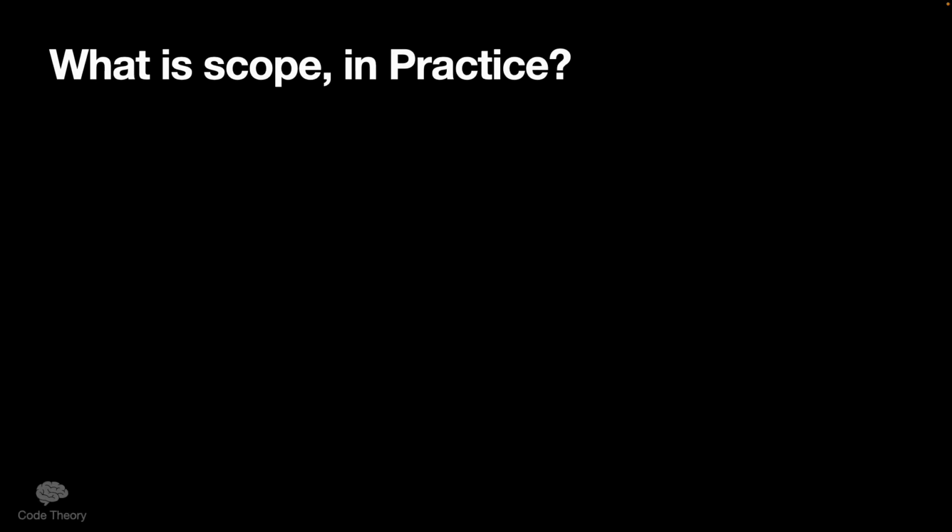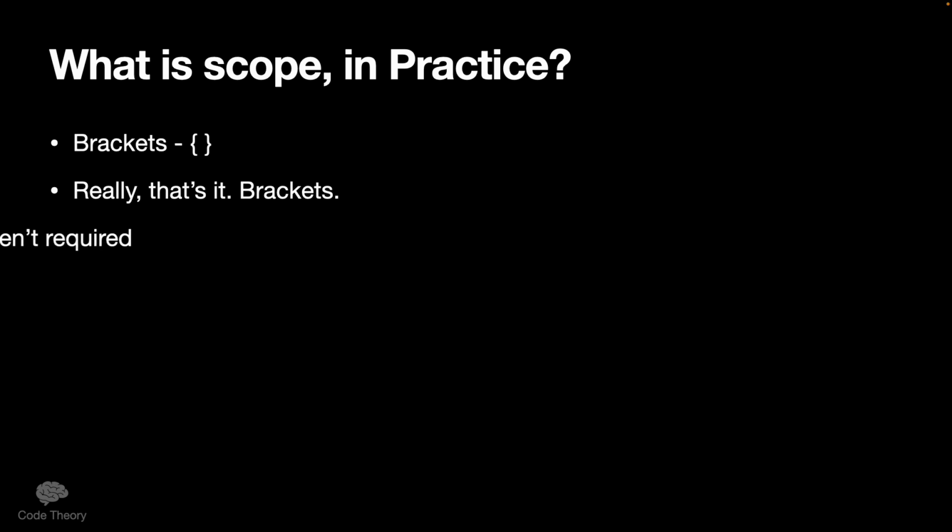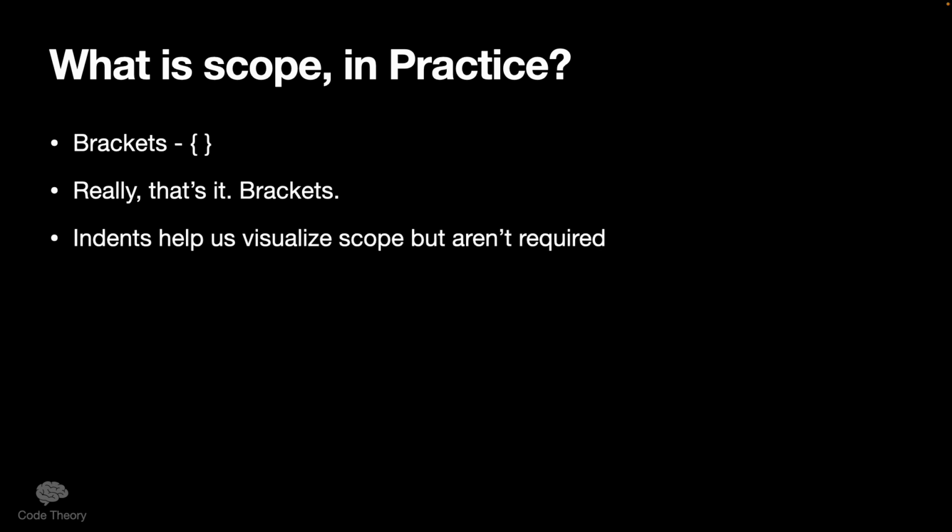So that's all theory stuff. What are we talking about in practice? What is this actually? It's brackets. Really, mostly just brackets. Brackets tell us what our scope is. If you ever see brackets, those are defining scope. Indentations can help us visualize the scope, but in Swift, they are not required. In languages like Python, you use indentations instead of brackets, I believe. There are a number of languages that do it all in different ways, but I'm teaching Swift.